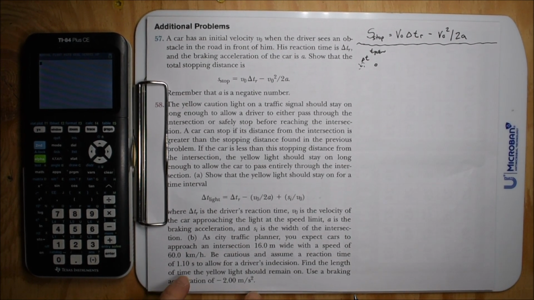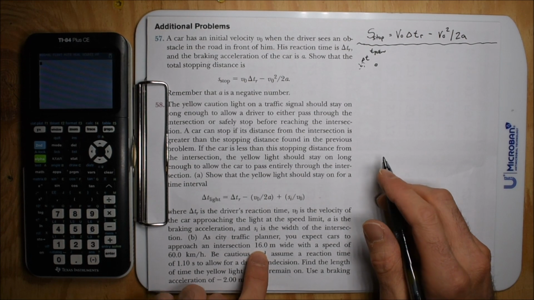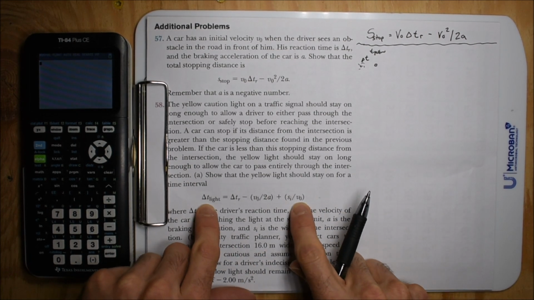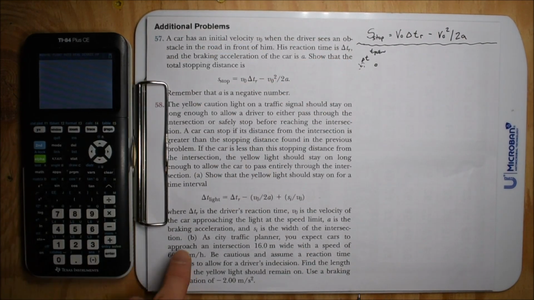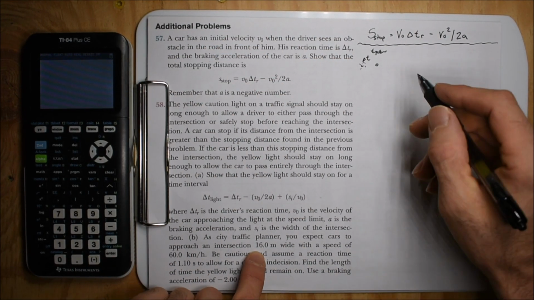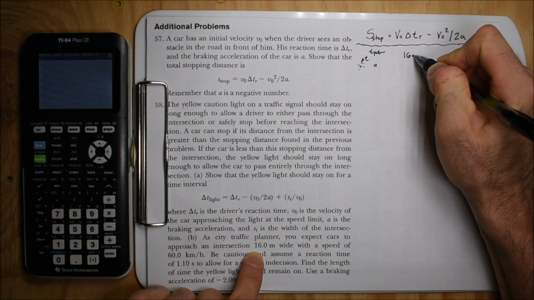Anyway, I think we can do this one a lot faster. It says they give you an equation and ask, can you show that this is right? Forget that, we're going to do the second part. It's the easier one. We have a 16-meter intersection.